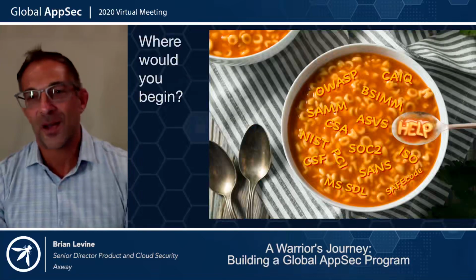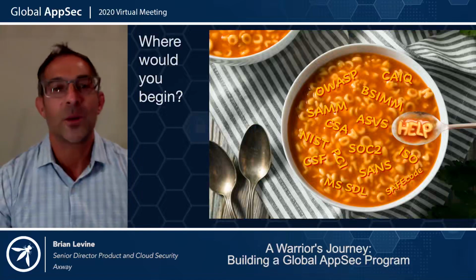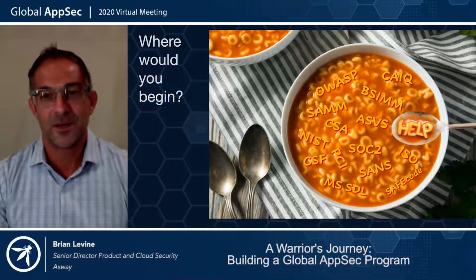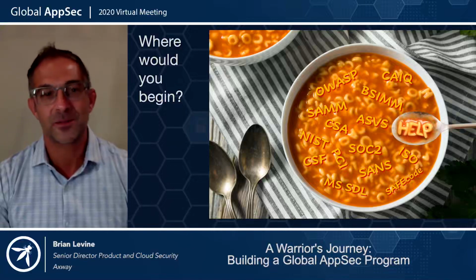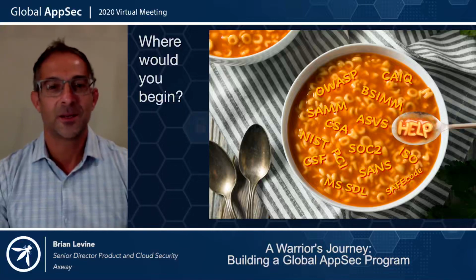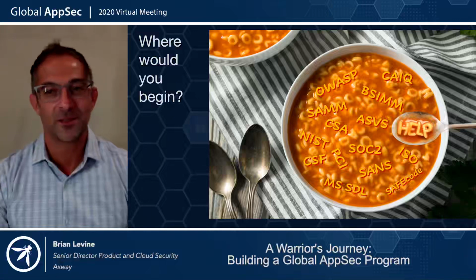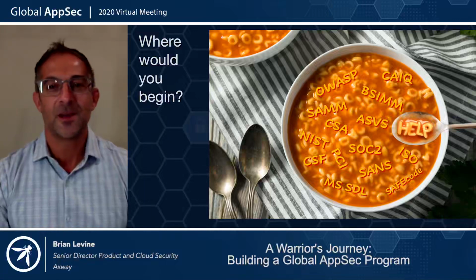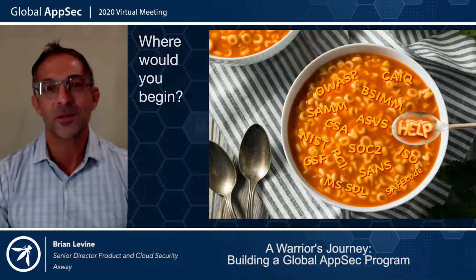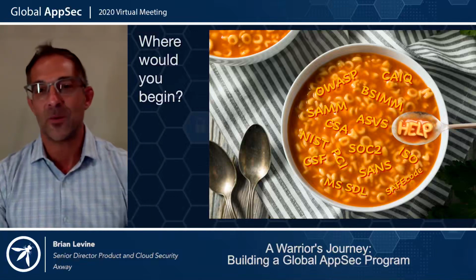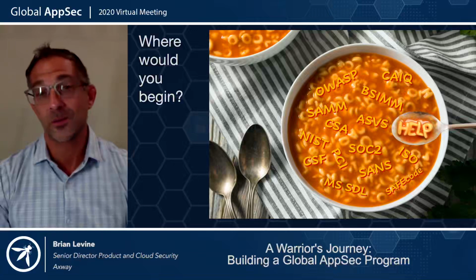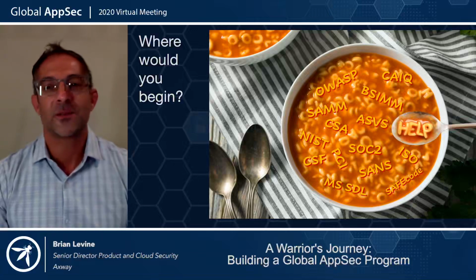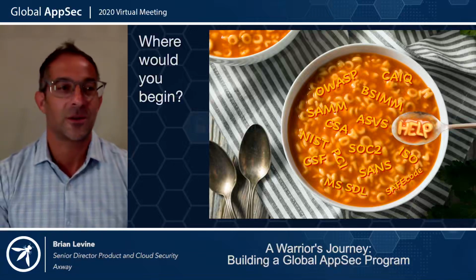I'll start off asking you the question, where would you begin? There's an alphabet soup of standards to choose from. You've got ISO, SOC 2, OWASP, NIST, BSIMM, PCI, and on and on and on. If you were tasked with building a security program, it was day one in a new role, which playbook would you use? Is there a script you can follow? Which set of frameworks would you use to get started in the right direction?